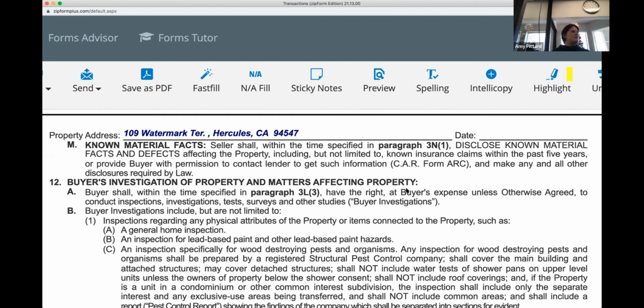That's where I like that disclosure information advisory for my seller, because it does a good job outlining exactly what their disclosure requirements are for the transaction. Does anybody have questions about L or M in section 11?